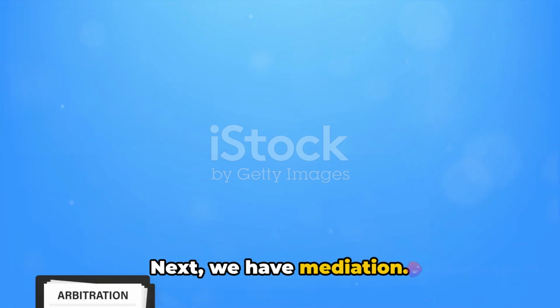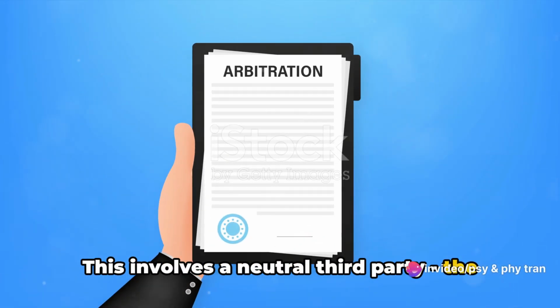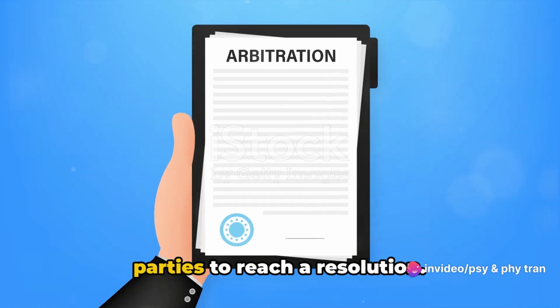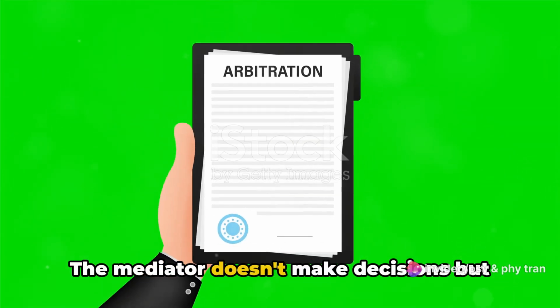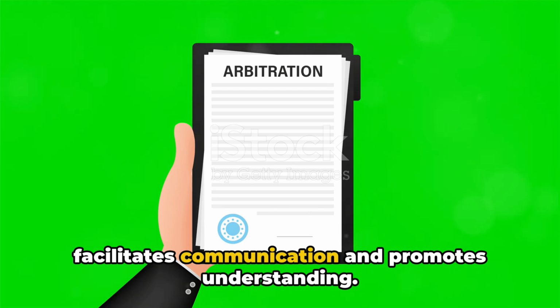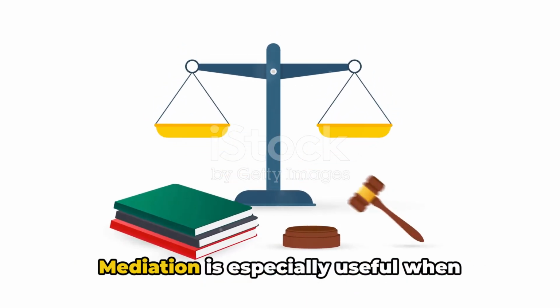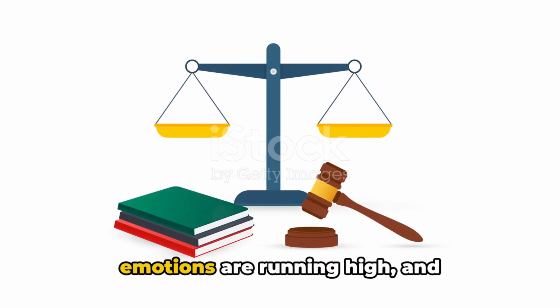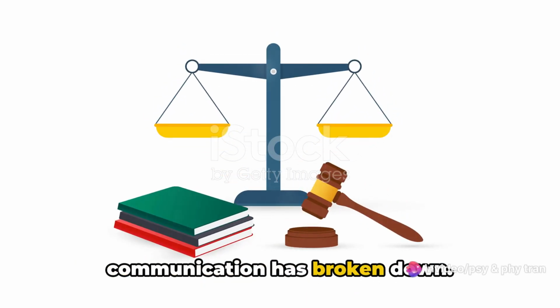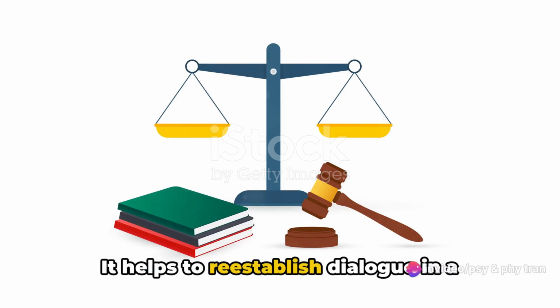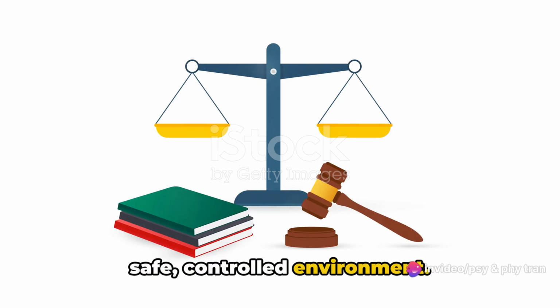Next, we have mediation. This involves a neutral third party, the mediator, who helps the conflicting parties to reach a resolution. The mediator doesn't make decisions but facilitates communication and promotes understanding. Mediation is especially useful when emotions are running high and communication is broken down. It helps to reestablish dialogue in a safe, controlled environment.